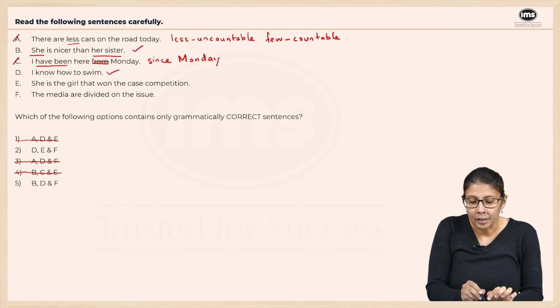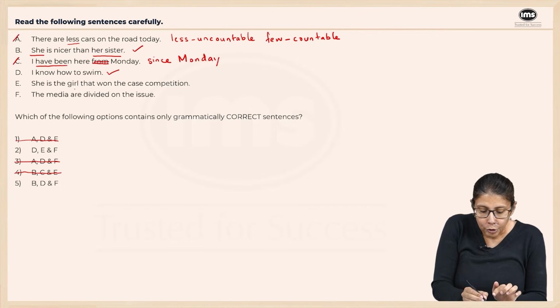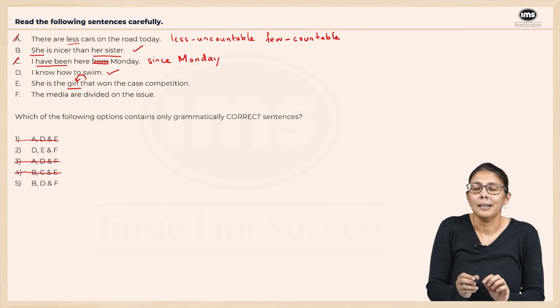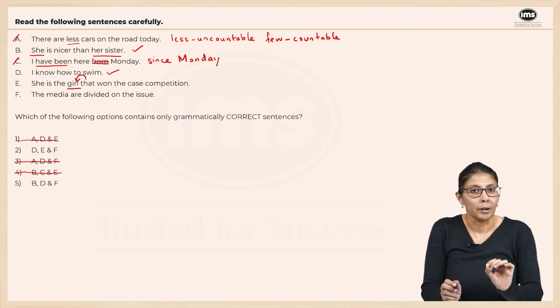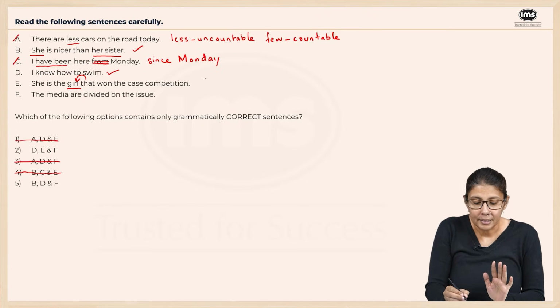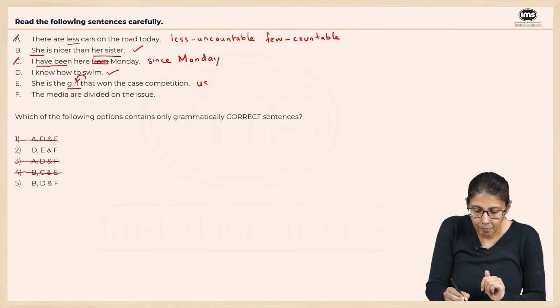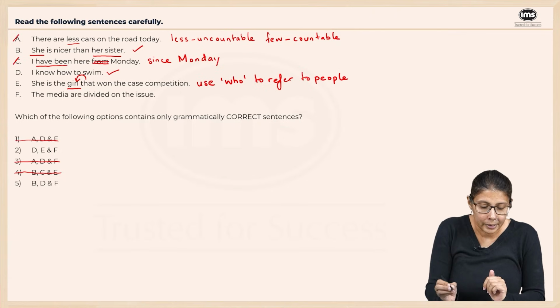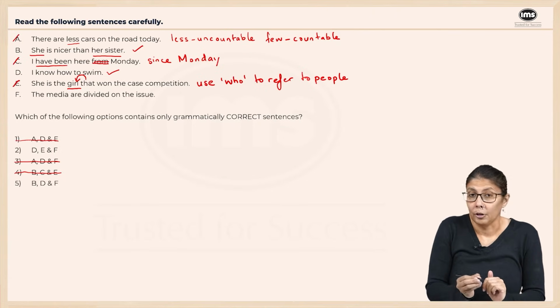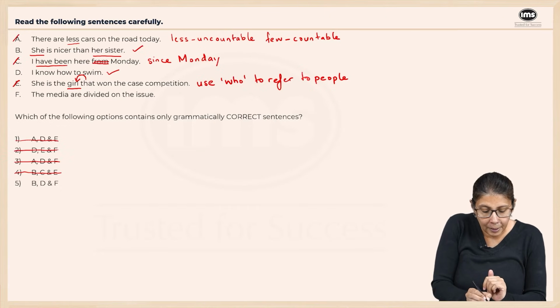E says she's the girl that won the case competition. Now, you have to notice that girl obviously is a person. After that, when I use the word that to refer to girl, that is what we call a relative pronoun. So whenever we use a relative pronoun to refer to a person, most of the times we are going to use who. Alright. So clearly there's something wrong with E. E cannot be part of our answer. Now, if that is the case, then I have already found my answer.